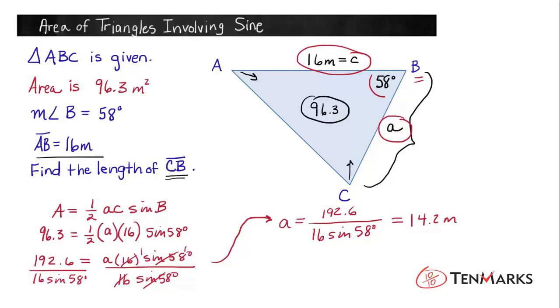A lot of students will do 192.6 divided by 16 times sine of 58, not using any parentheses, and what that does is take the sine of 58 degrees and put it in the numerator. So be careful how you do this. Check and make sure that your answer agrees with my answer, and you're going to get it right every time.